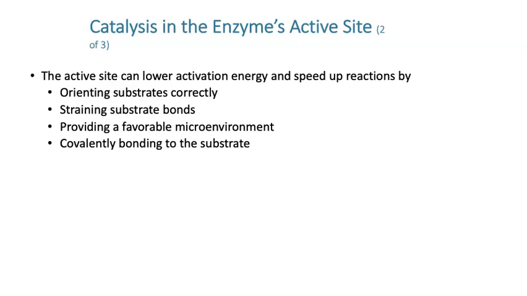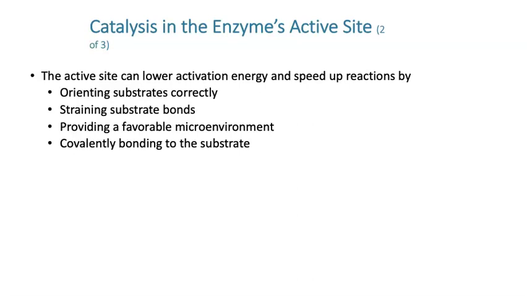The active site can lower the activation energy and speed up the reaction in any one of 4 ways. And I talked to you about one of them already. But one is it orients the substrates correctly. It lines them up. It makes sure that they're ready to exchange atoms.